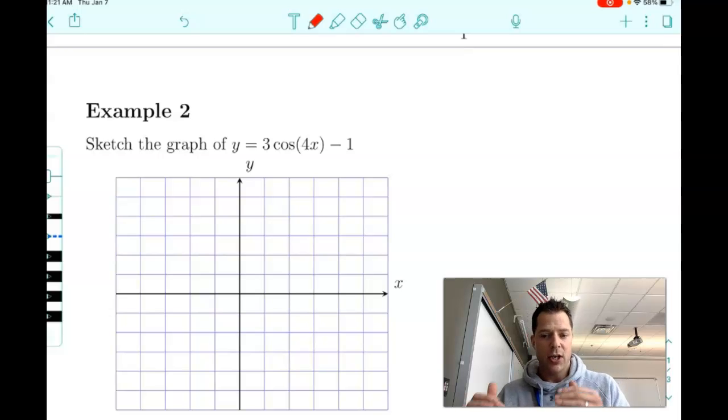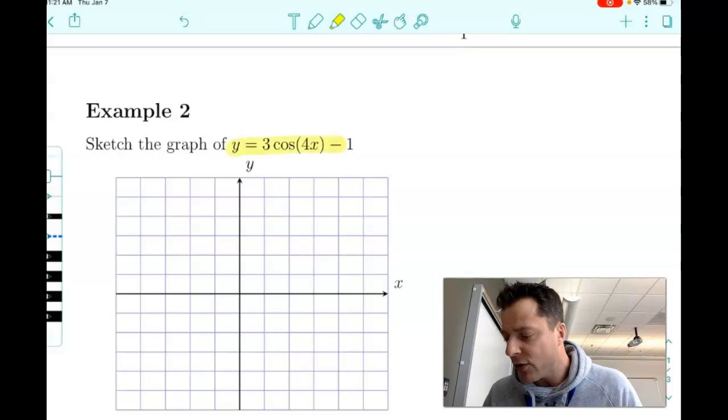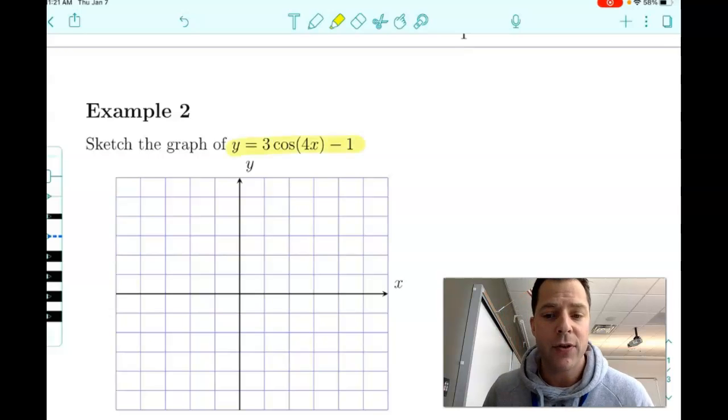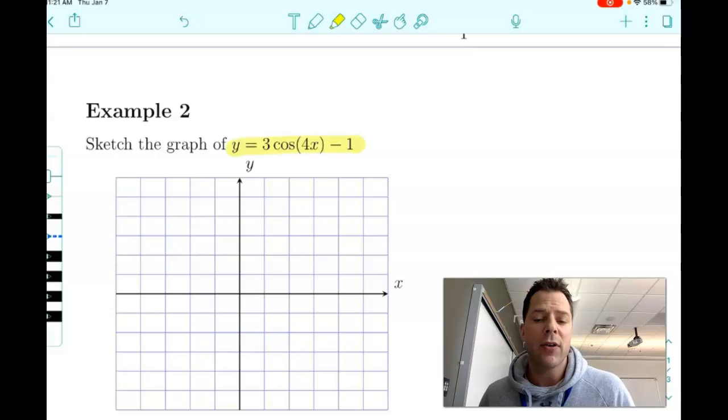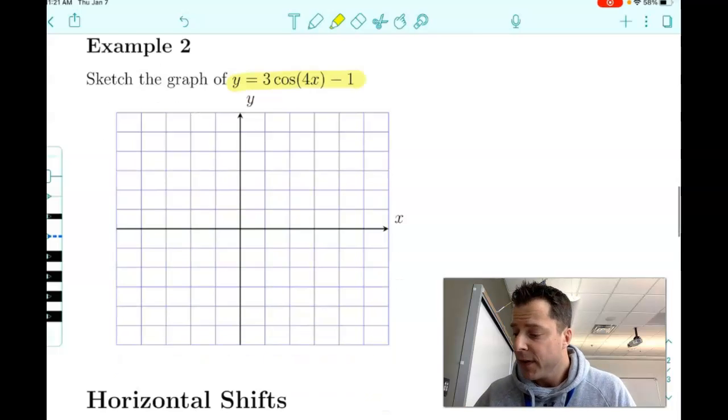In video 1, we shifted a graph vertically by 2 units. In this example, we're working with a cosine function, and it looks like we're going to be shifting that graph down d units. So if you haven't watched the first video on graphing sine and cosine, please check it out. We are making some assumptions here that you already have seen sine and cosine graphs. So let's go ahead and get started.